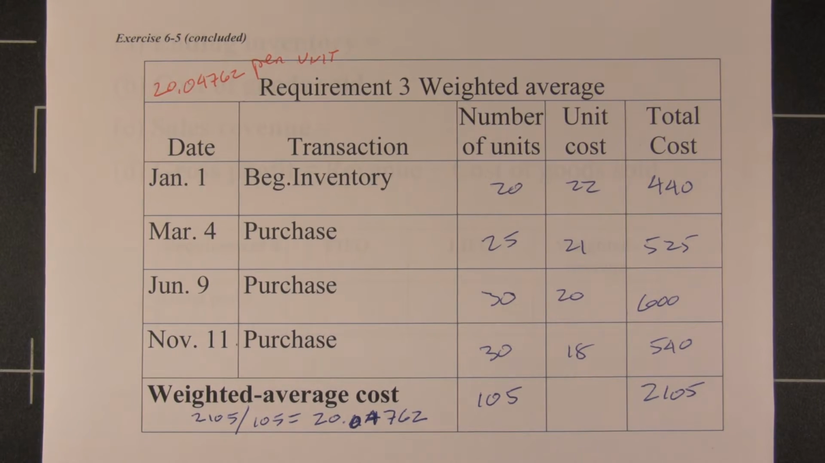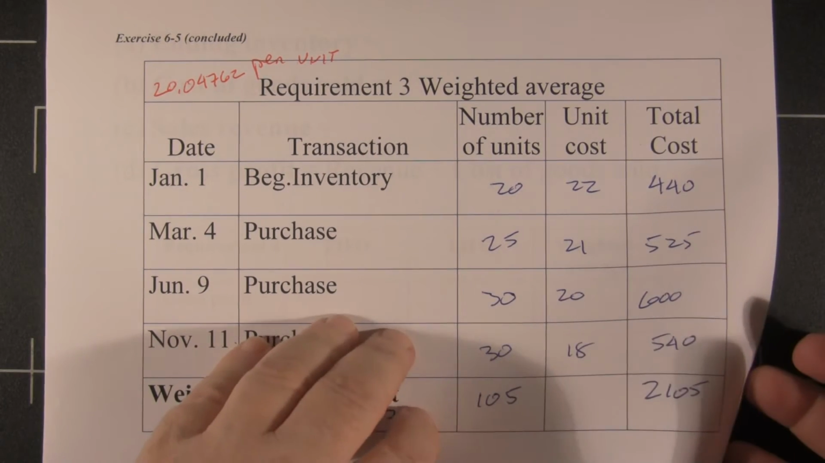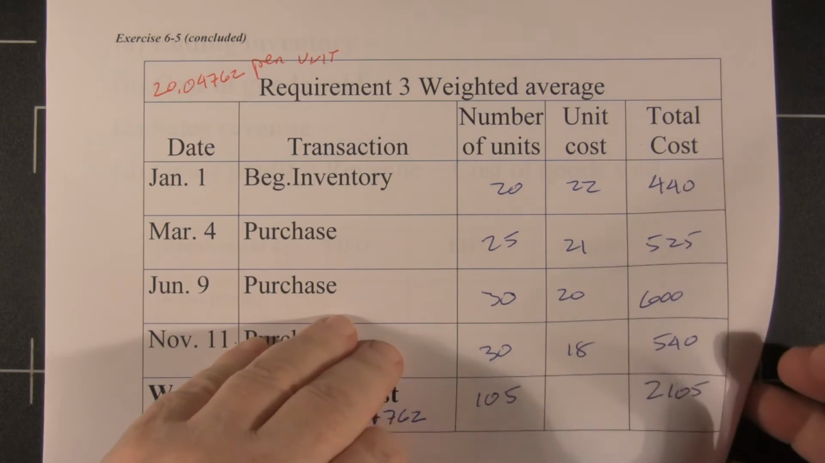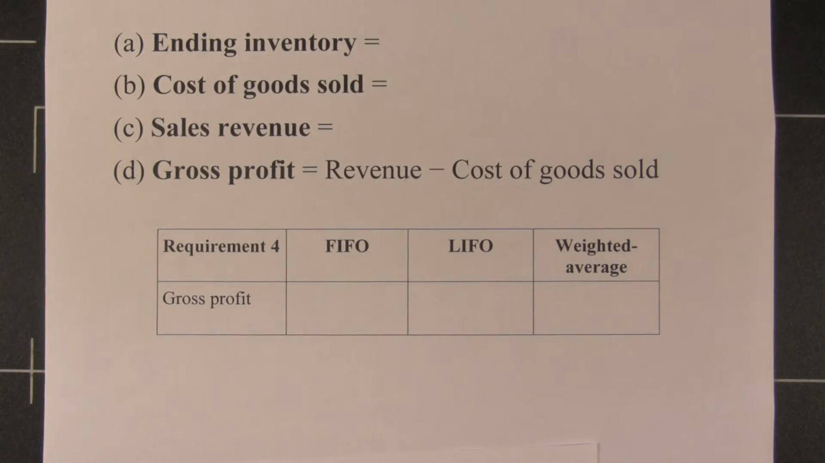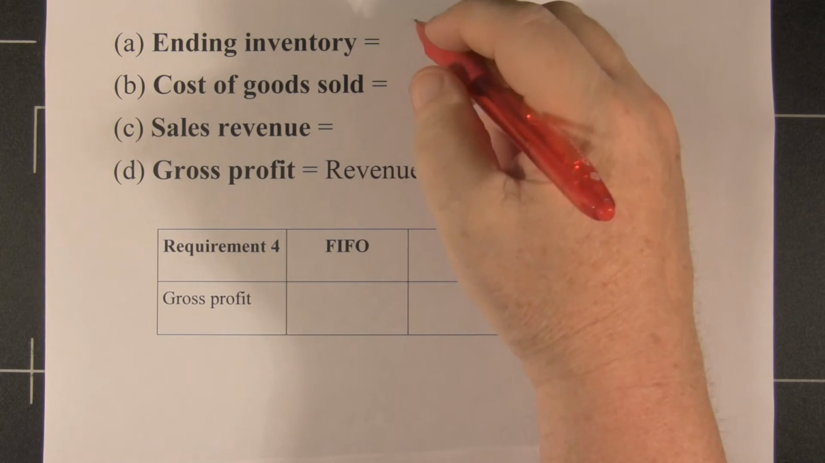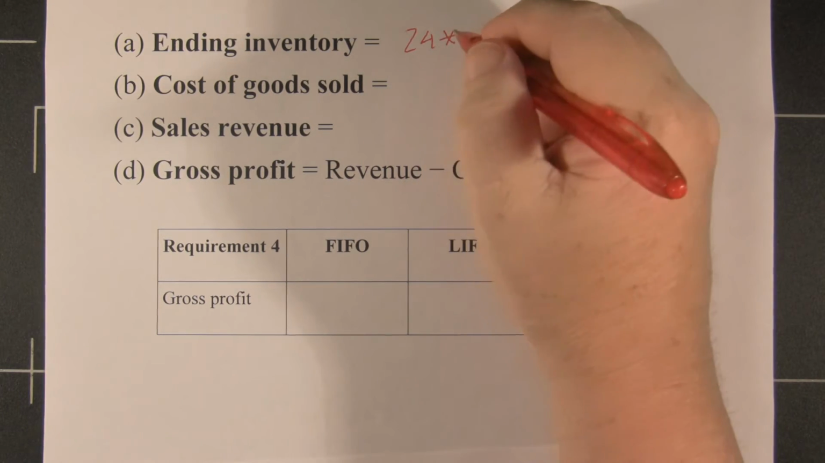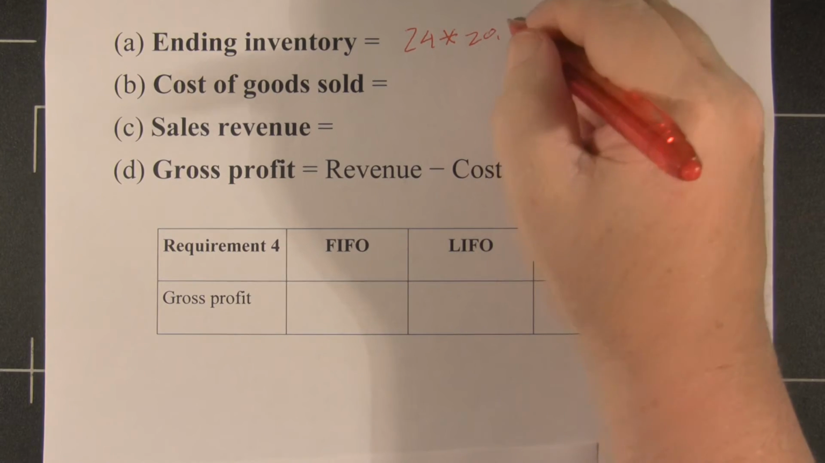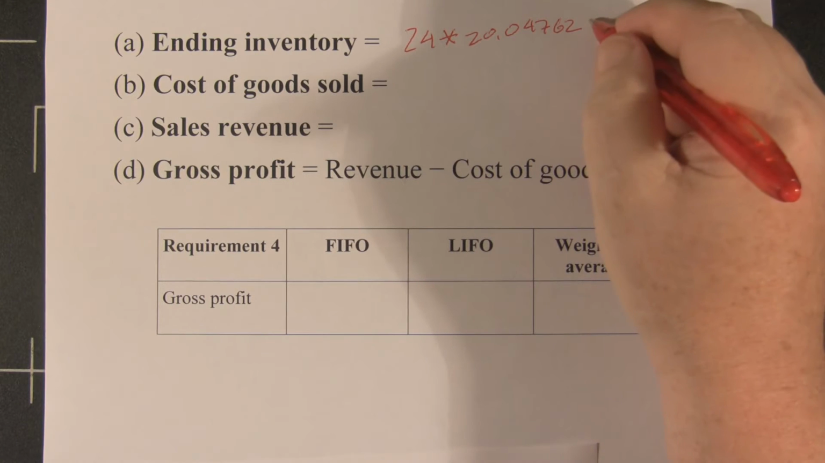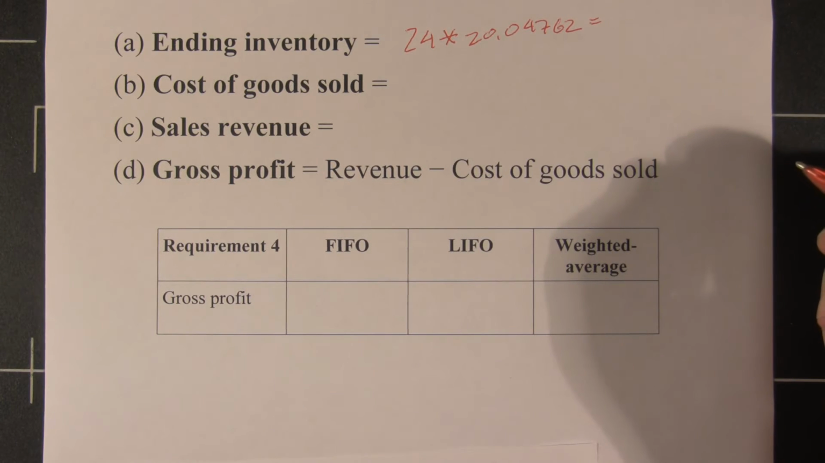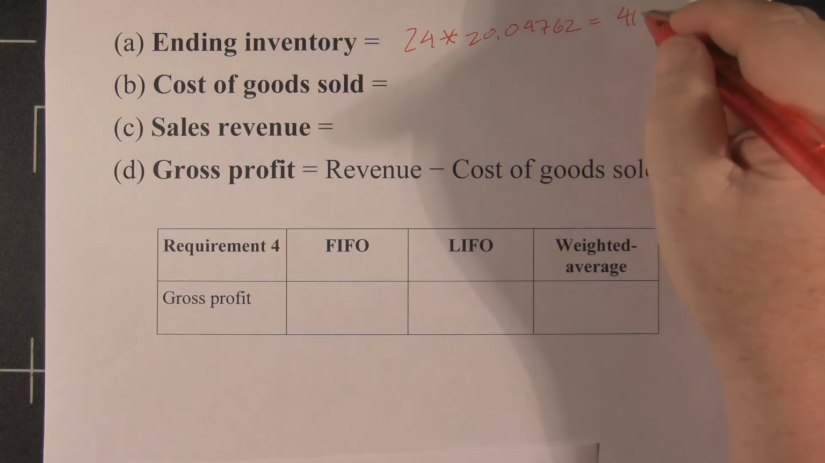Now, once we have that number down, we can do our revenue, our gross margin. At least we can if I can ever get these papers apart. So our ending inventory is 24 units times 20.04762. And yes, I would not round it off until the very end. And at this point, that comes to $481.14.